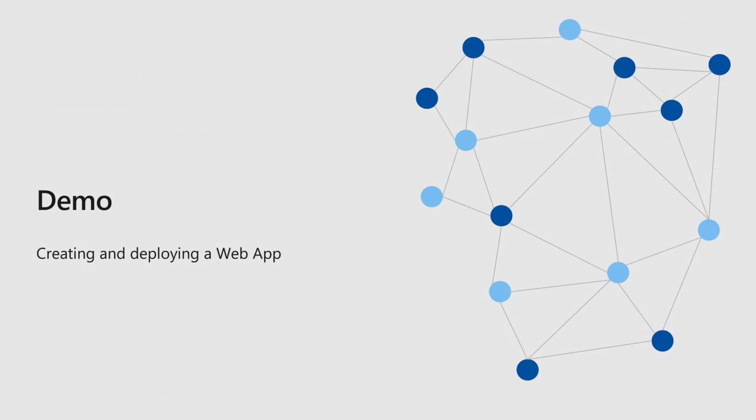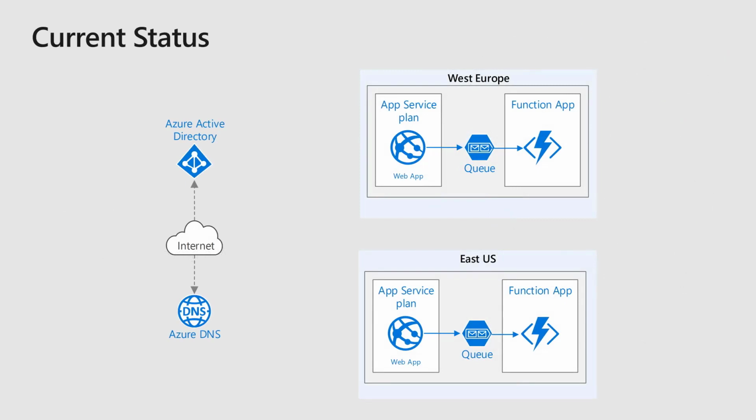So now that our demo is done, the current status of our stuff will be something like this. I have West Europe, I have East US, and in West Europe, I have an app service plan with a web app. And of course, then I added some stuff there, that we don't have the time to build in this session. But if you have some worker stuff, like with a function app, you should have a queue in between your app service and your function app. And of course, I have Azure AD, I have Azure DNS, and right now I have two endpoints.